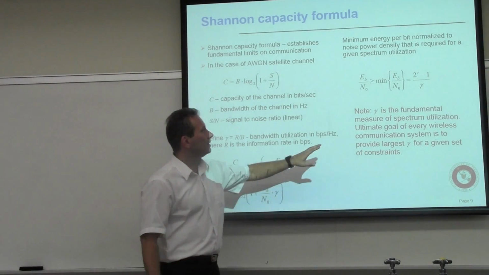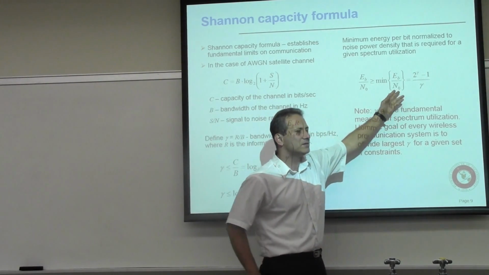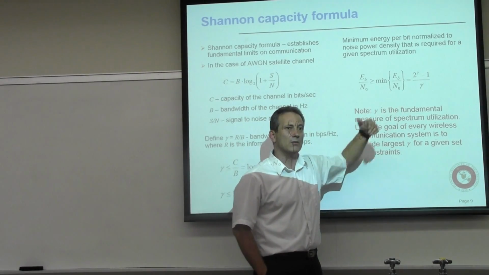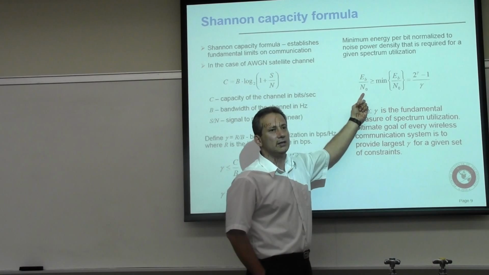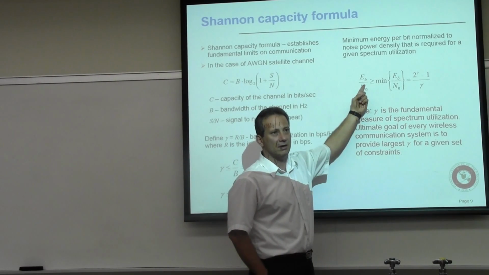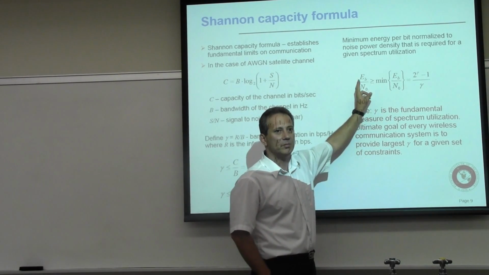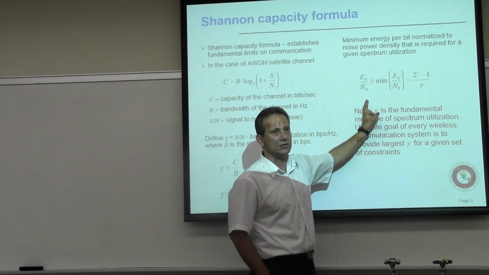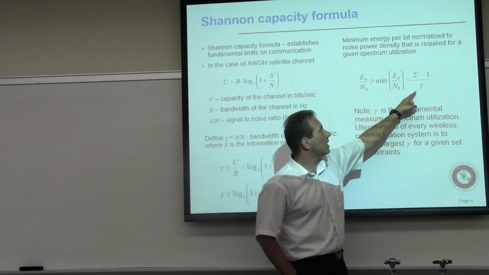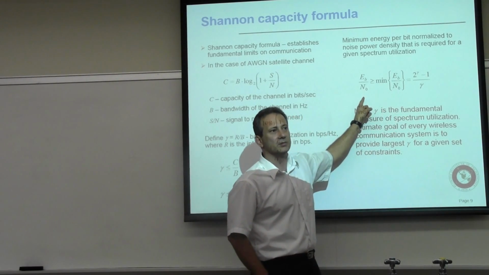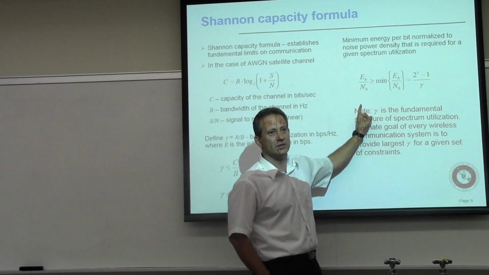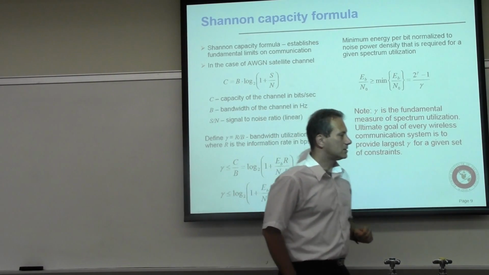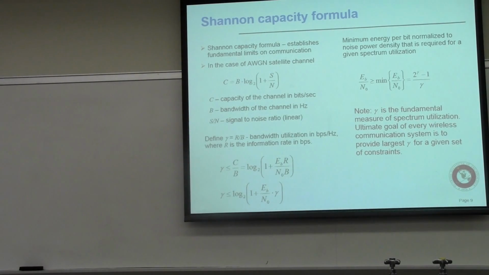So that's the fundamental, and it tells you that if I specify what I would like to achieve in terms of spectral efficiency, this will give me the EB over N0. It will give me the bit energy over total noise power spectral density. This is my goal. This is a link budget item. This will tell me how much power I need to deliver to the receiver, right? So let's look at what happens when you plot these two.